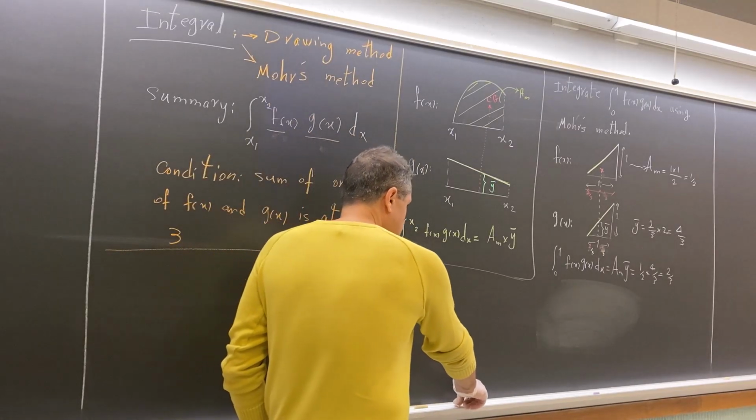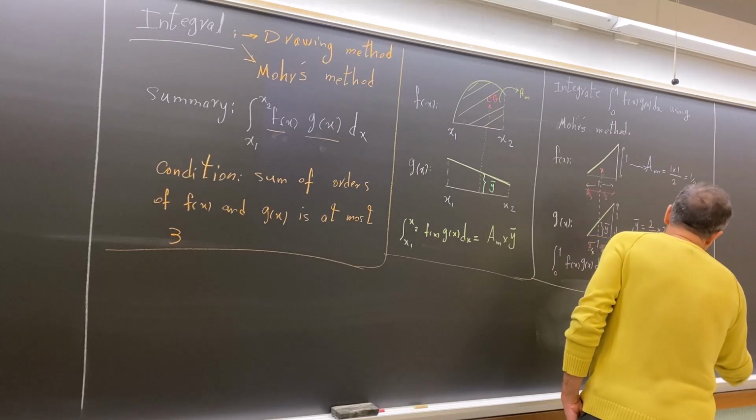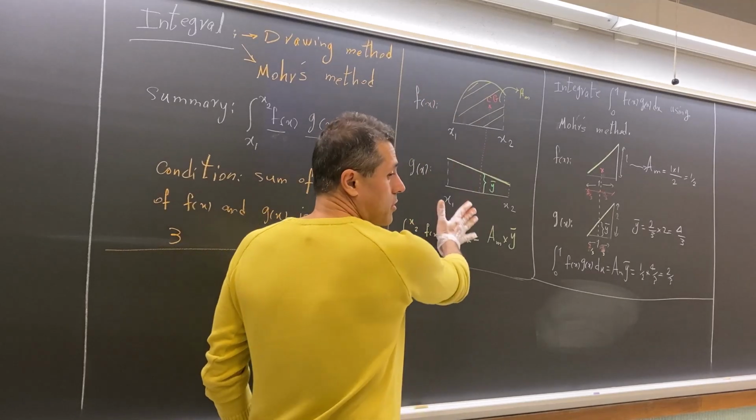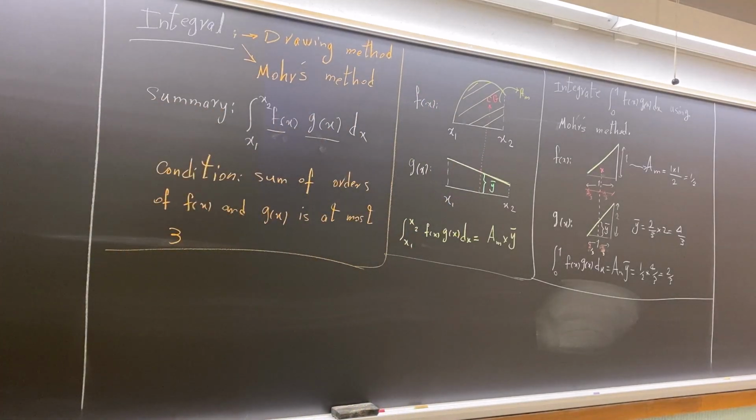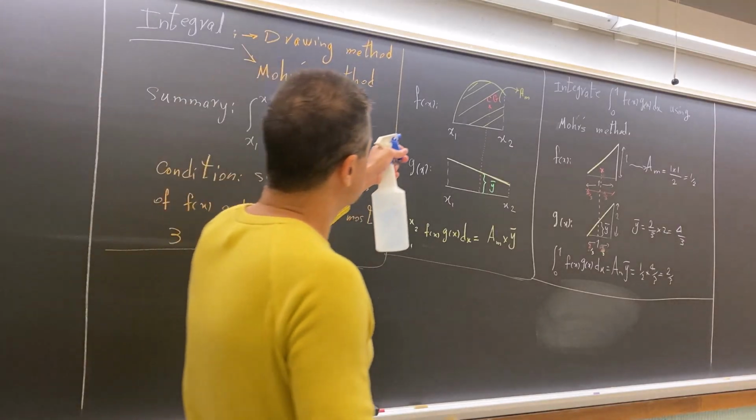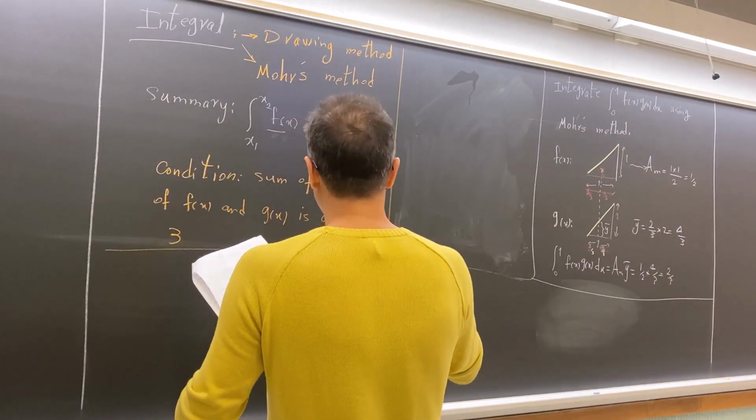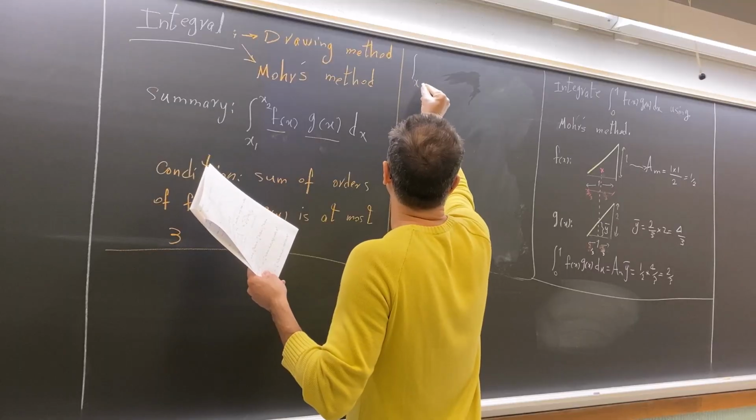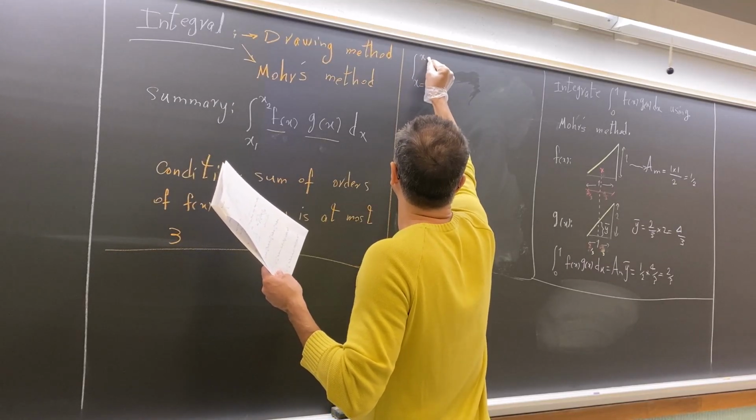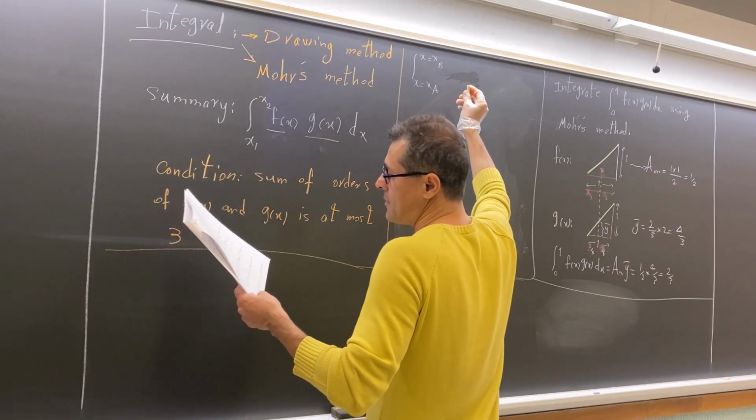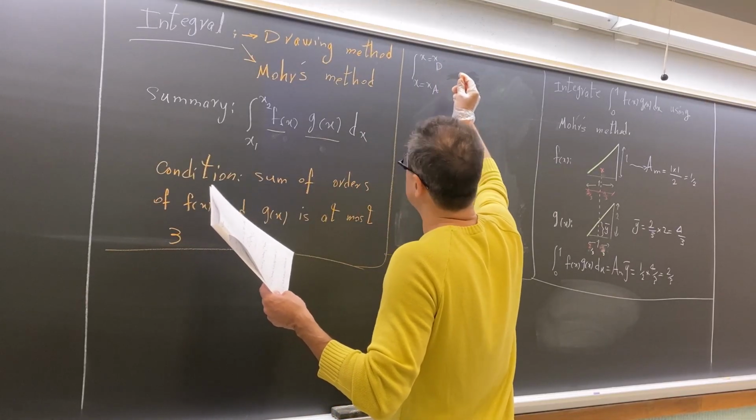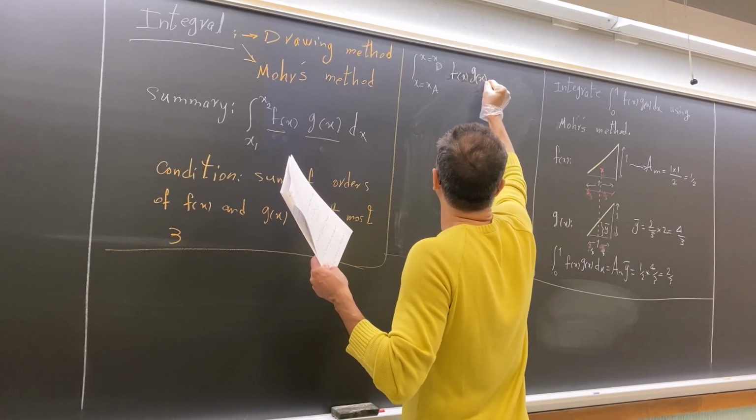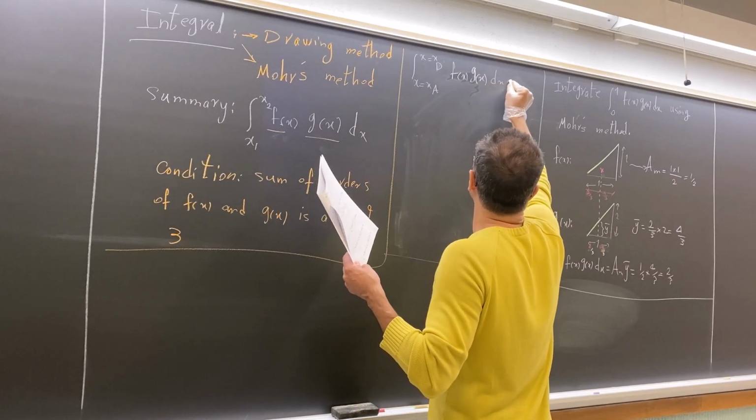So now, we go to the next example. I'm going to erase this part. The question is asking to integrate from x_A to x_D of f times g, using Mohr's method.